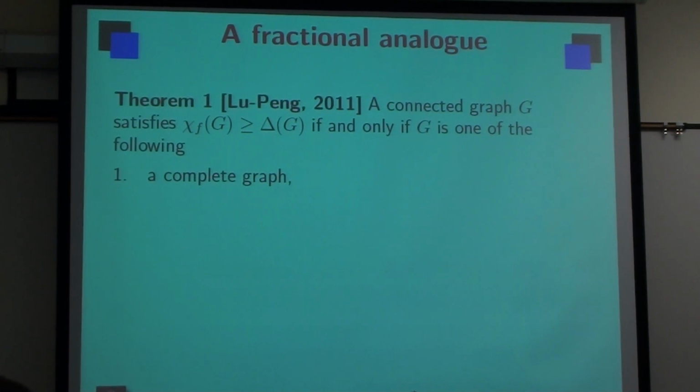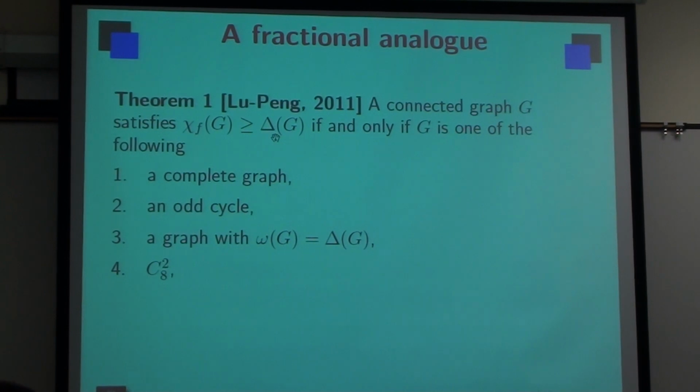Okay, so here is the theorem that we proved. Given any connected graph G, the fractional chromatic number is at least the maximum degree if and only if the graph is one of the following graphs. The first, of course, is the complete graph. The other one is the odd cycle, which really comes from Brooks' theorem. The third class of graphs is that your graph has a large clique of size delta, and the fractional chromatic number is at least this much.